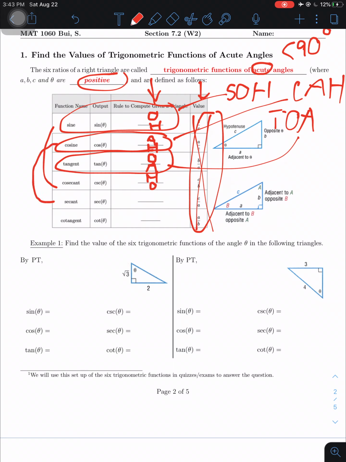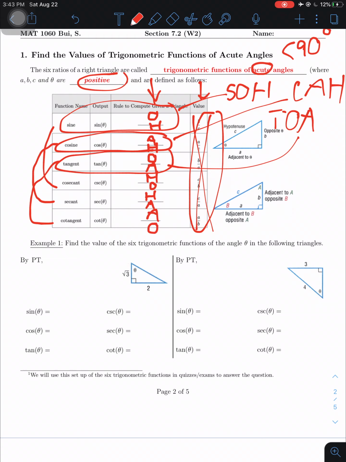Cosine is matching up with secant, so that is hypotenuse divided by adjacent. And lastly, we have tangent and cotangent. To me, the last pair, tangent and cotangent, is the easiest one to remember because of the name, right? Just by the pronunciation, you will know right away that they're pairing up with each other. Because tangent is opposite divided by adjacent, cotangent should be adjacent divided by opposite.